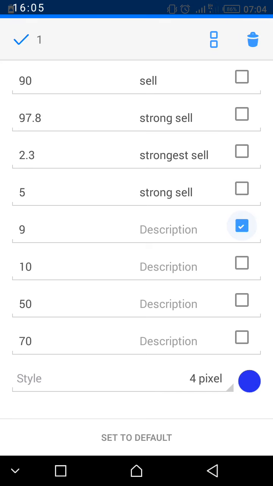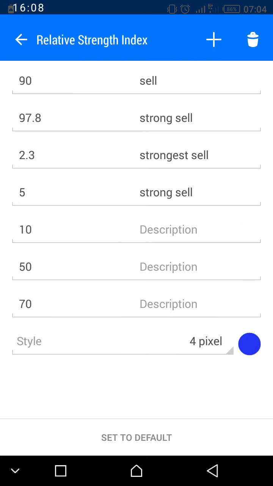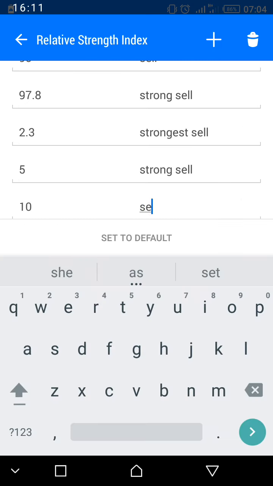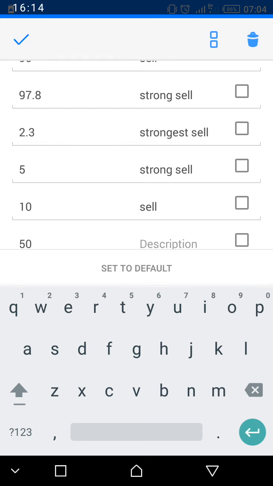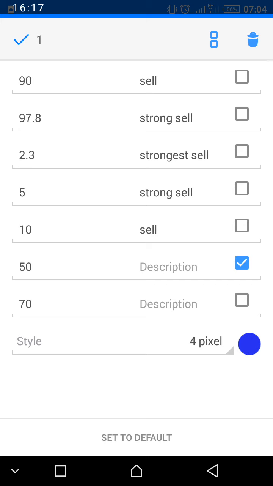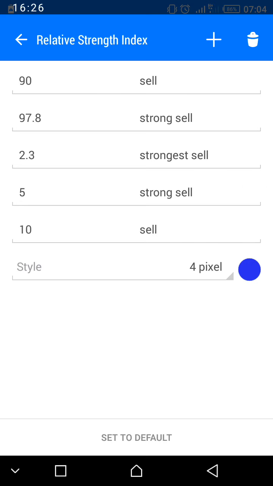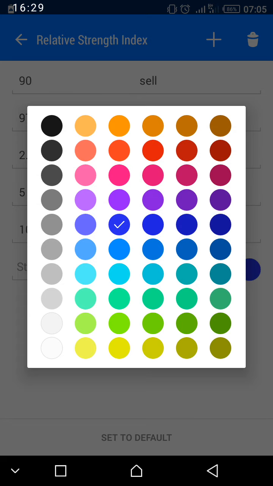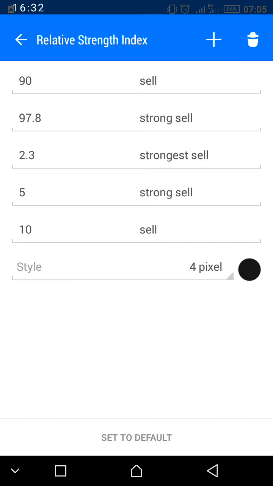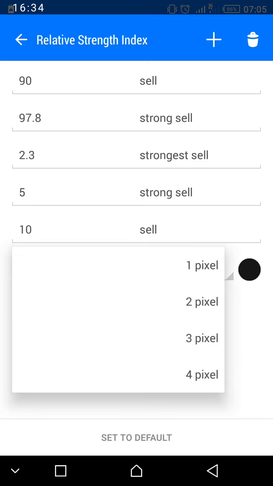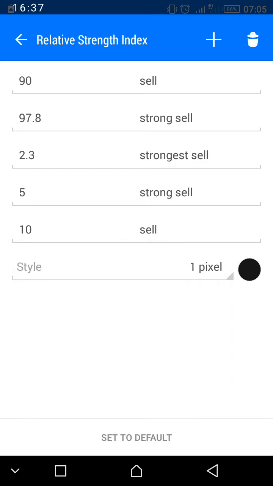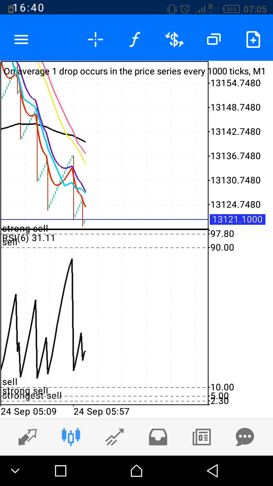I want to delete some things. 10 sell. I want to delete these ones. Then let me change the color to black. The pixel, leave it as 1 or any style you want. Then go back, click on done, and then you have something like this.